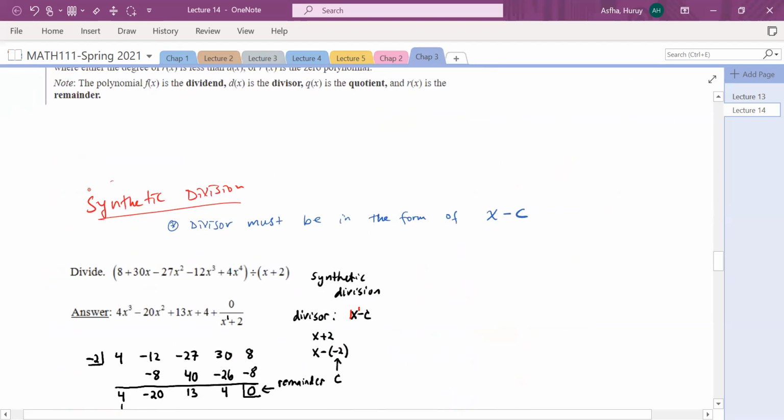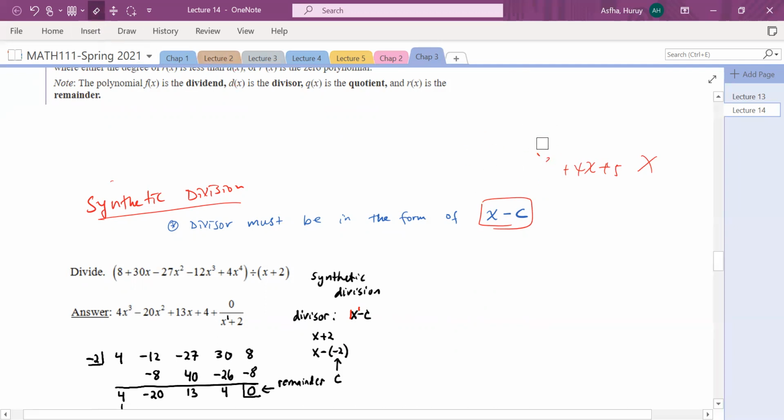And the next one is synthetic division. This synthetic division is a special one, and we use it only when the divisor is in the form of x minus c. I cannot use it any time. For example, if we have x squared minus 4, then we cannot use synthetic division. If we have x cubed plus 4x plus 5 as a divisor, then we cannot use synthetic division. We only use synthetic division if we have degree 1. It has to be degree 1.